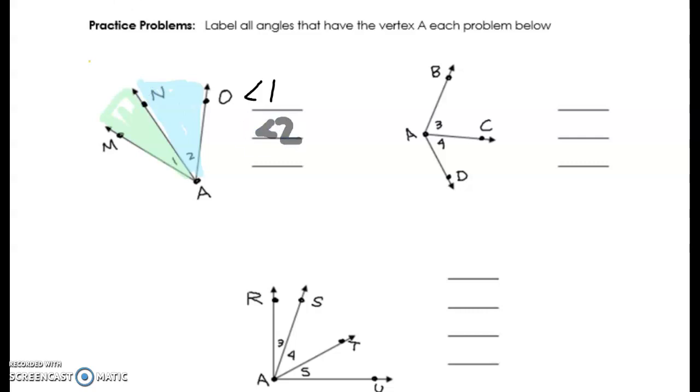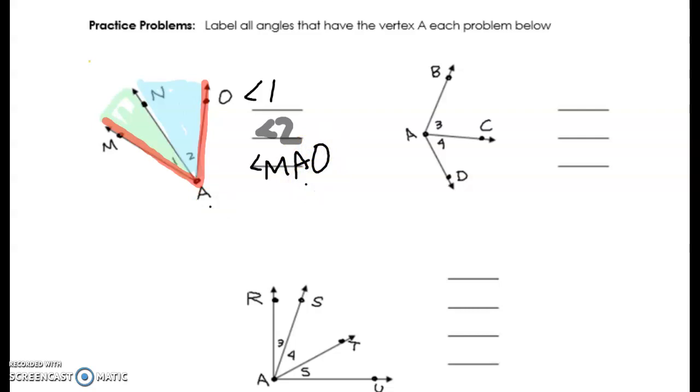And if I was referring to the entire wider big angle, you would just, again, kind of pretend yourself tracing it. And this one, you'd have to use all 3 letters because, again, there's no number, and we can't just say vertex A. So we could say angle MAO. Vertex, again, is always in the middle.